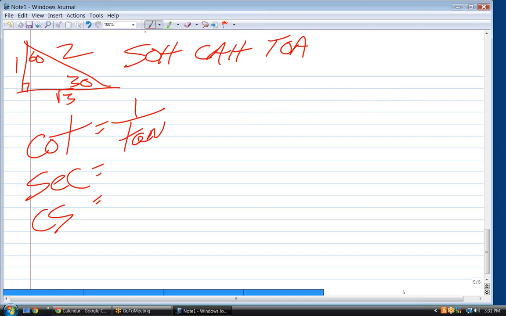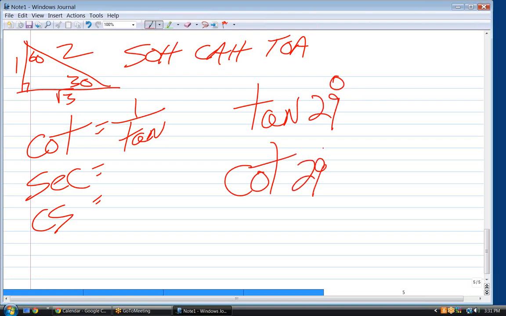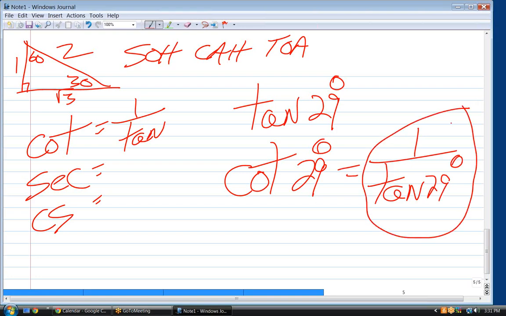I have a TI-83. Okay, so if they said, what is the tangent of 29 degrees, you can get that in a calculator. But if they say, what is the cotangent of 29 degrees, well, that is 1 over the tangent of 29 degrees. And this is the way you have to do it in your calculator, because there's no cotan key.